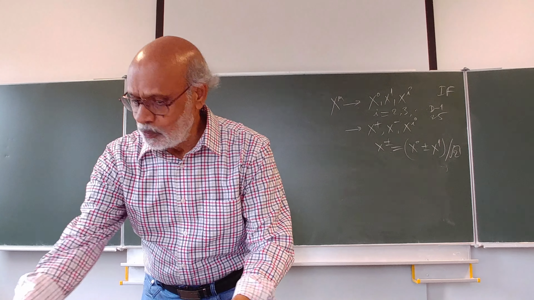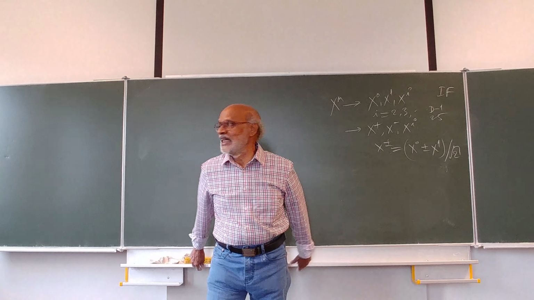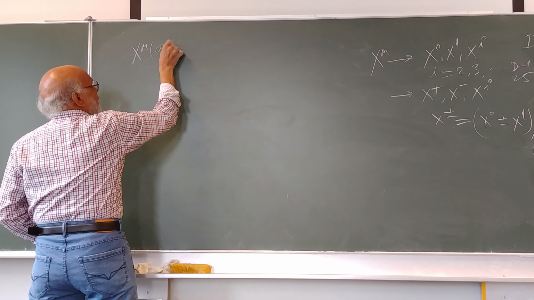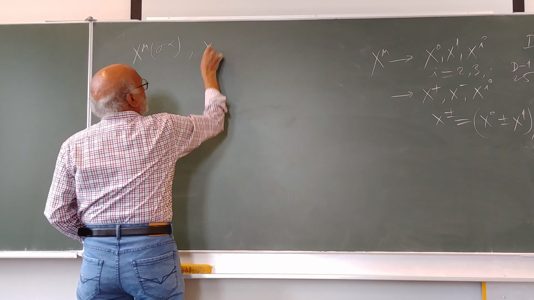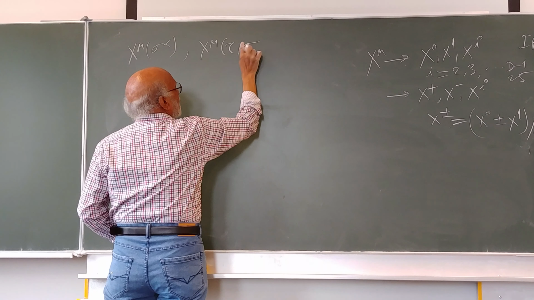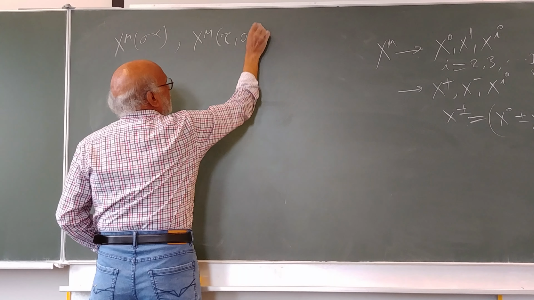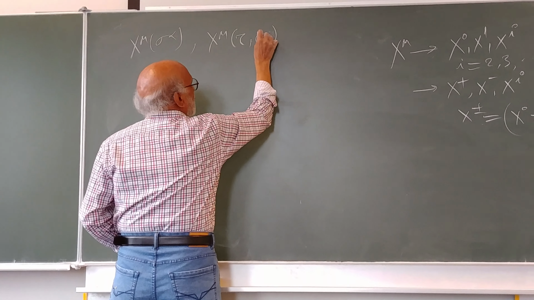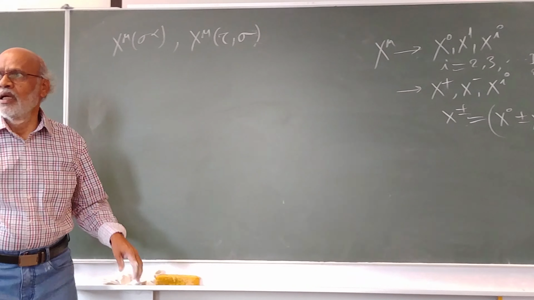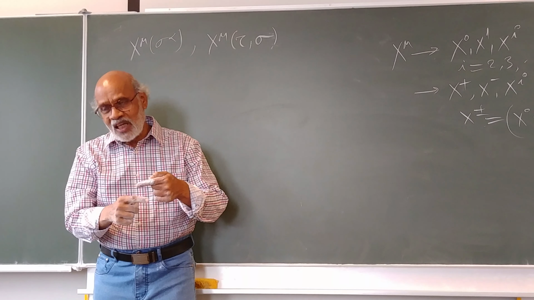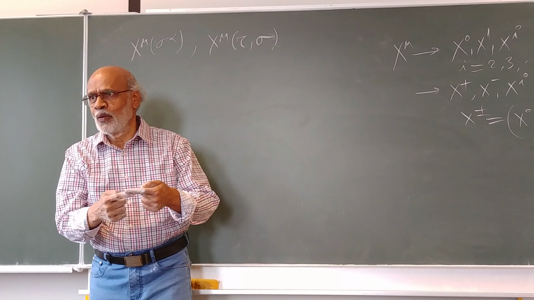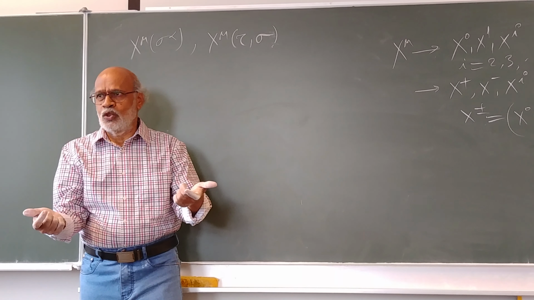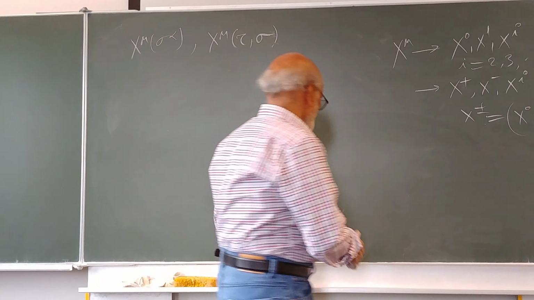Okay, so what we have here is x mu, which is a function of tau and sigma. So this sigma is along the spatial length of the string. And it could be either an open string or a closed string. That's all.